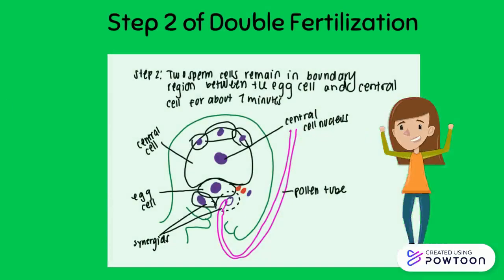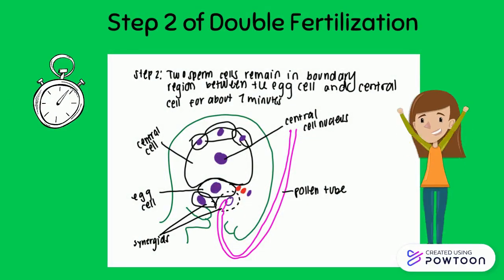Now looking at step 2 of double fertilization. In this period, two sperm cells remain in the boundary region between the egg cell and the central cell for about 7 minutes. Really, this is just a waiting period for the sperm cells, and step 3 is when the final step of double fertilization occurs.